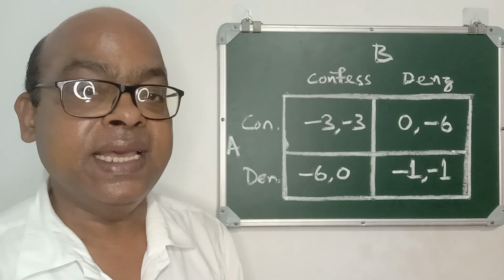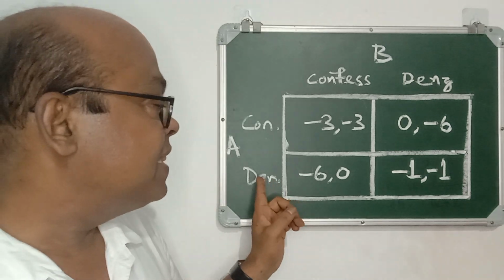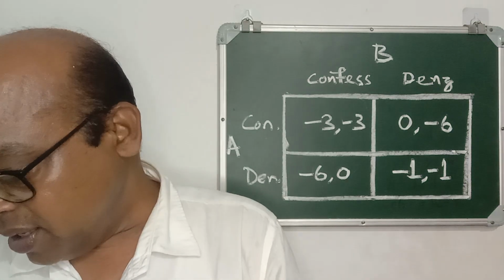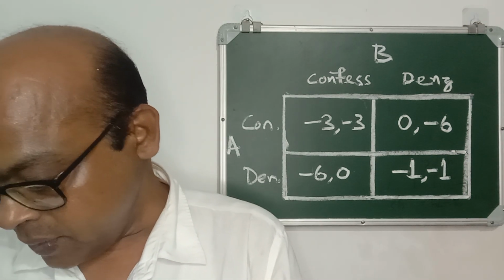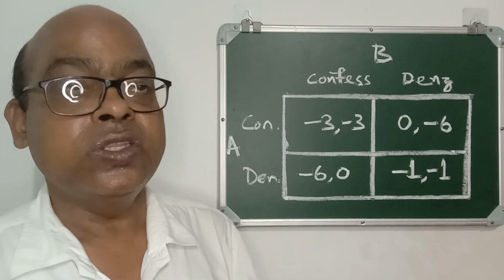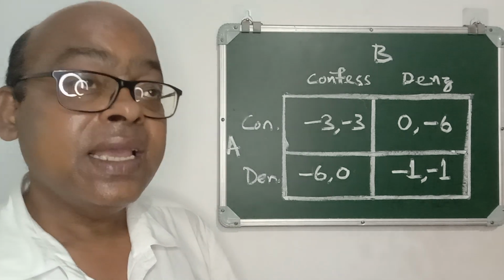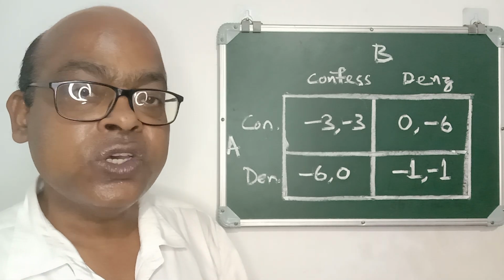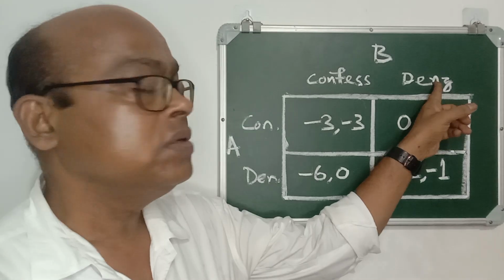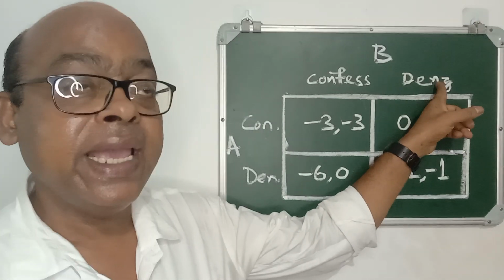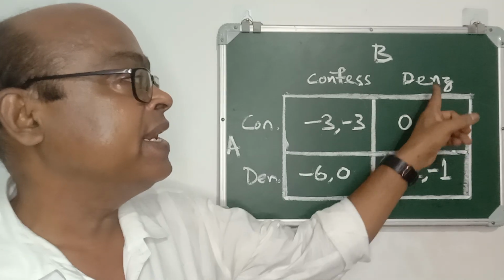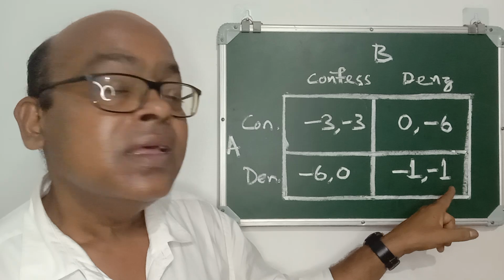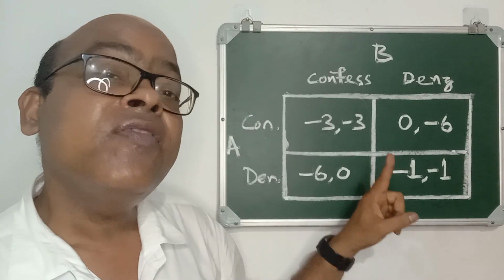Another Nash equilibrium is there, where if they stand strong, if they hang tight with each other and have belief in each other, they can both deny. Means both prisoners A and B can go for the deny strategy. Both will deny. In that case, only 1 month of prison term will be for each player.